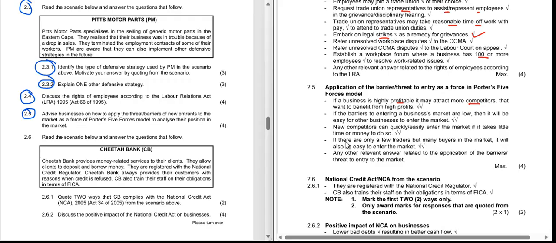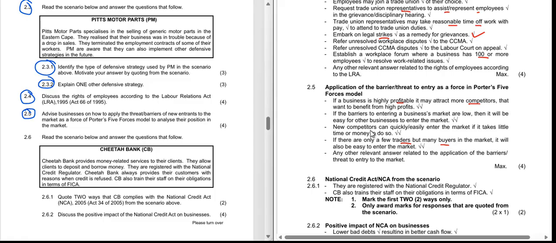If there are only few traders but many buyers in the market, it will also be easy to enter the market. So if there are few traders but many buyers, that's going to attract investment, because some people will see that, okay, we can actually go and invest in this business because there are just few people operating in this line of trade. So this is how you apply this threat of new entry, to analyze whether there's a big threat or no threat of new entry.